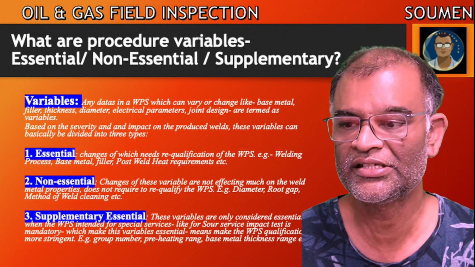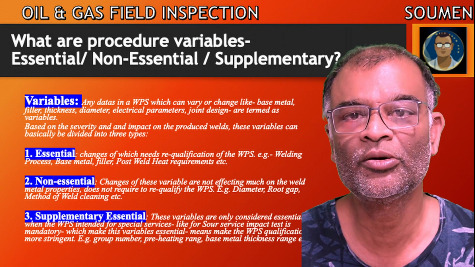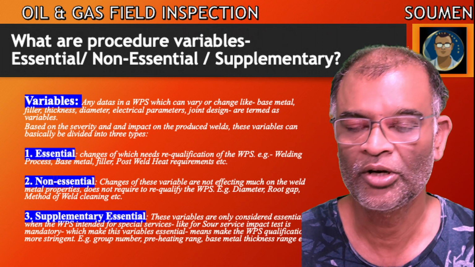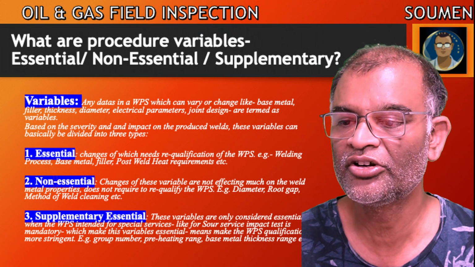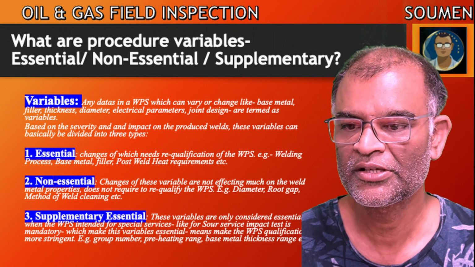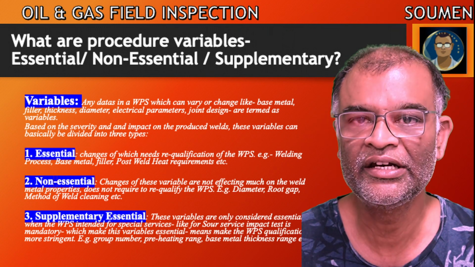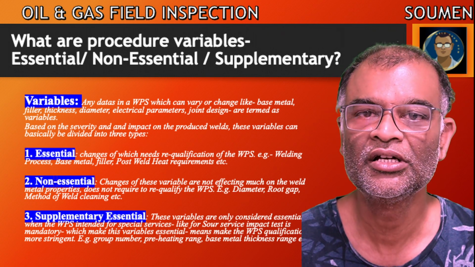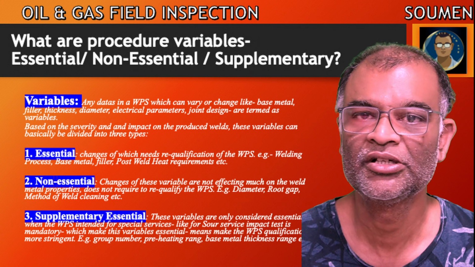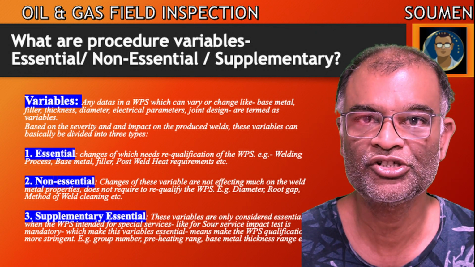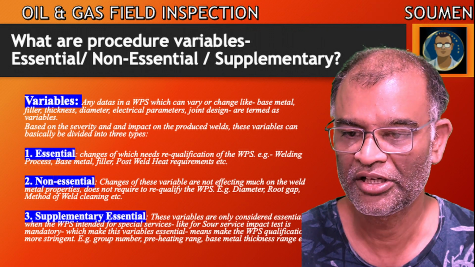Non-essential variables are minor changes, like a little bit of groove design change which will not affect much on the weld metal properties, and does not require requalifying the WPS. Diameter changes, method of weld cleaning, let's say we were cleaning manually, now we will be cleaning with the grinding machine or power brush. So this does not change the weld property that much. So these are non-essential variables.